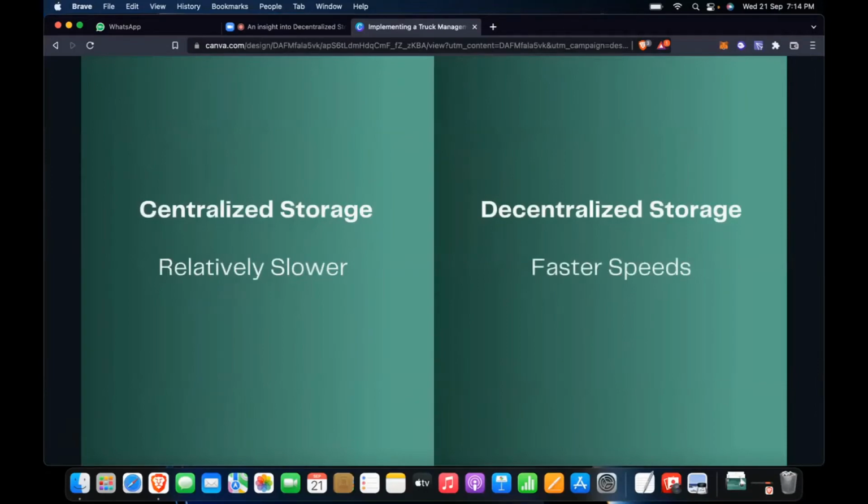Centralized storage is relatively slower. Decentralization process happens faster. So the fragmentation of all the files and encryption and decryption happens at a faster pace as compared to the time taken by the file to be stored on a central server.